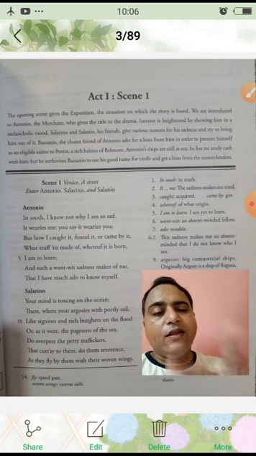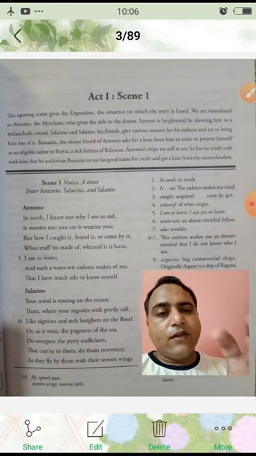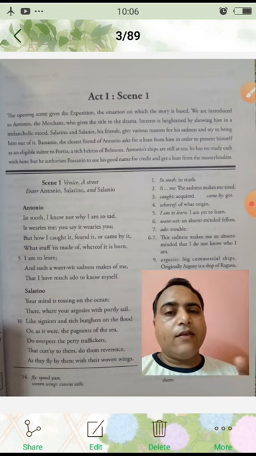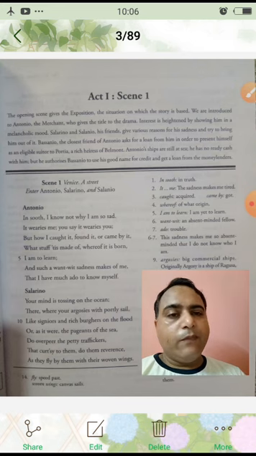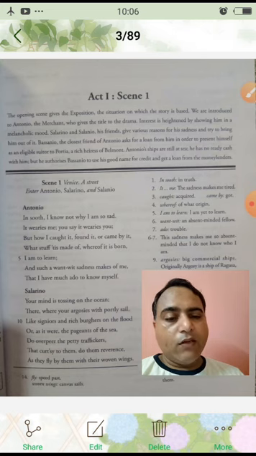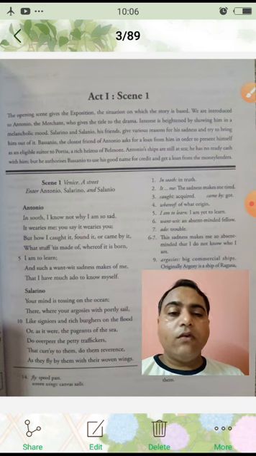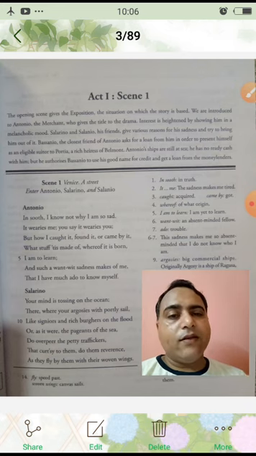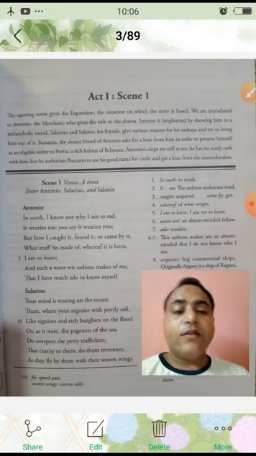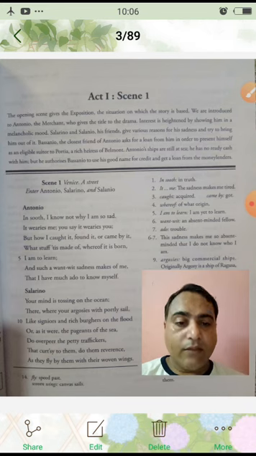Exposition means the setting of the play. So that is given here. The opening scene gives the exposition, the situation on which the story is based, and we are introduced to Antonio in the beginning itself. And who is Antonio? Antonio is a merchant of Venice, who gives the title to the drama. The title of this play is The Merchant of Venice.